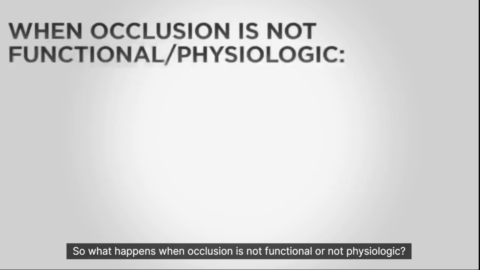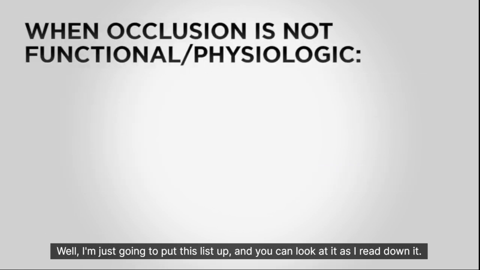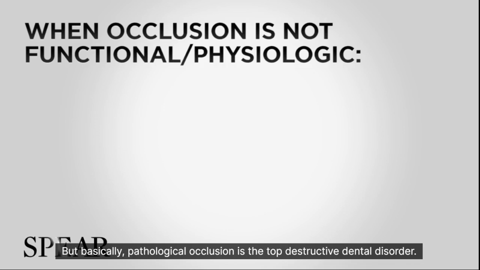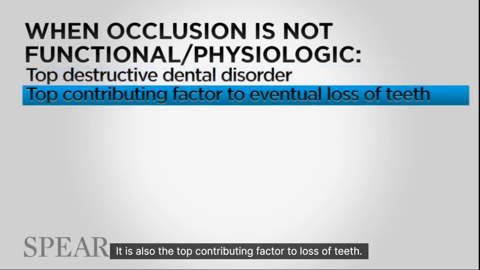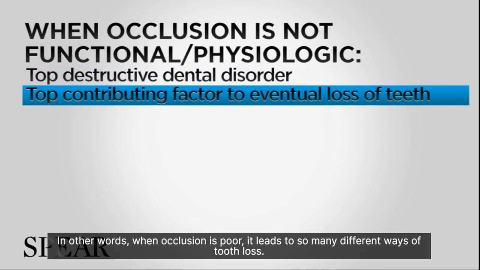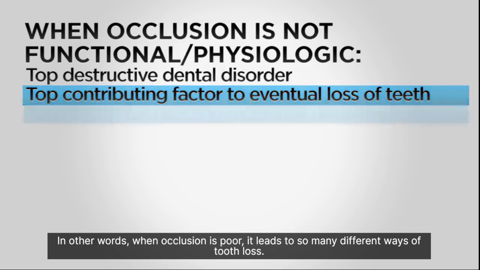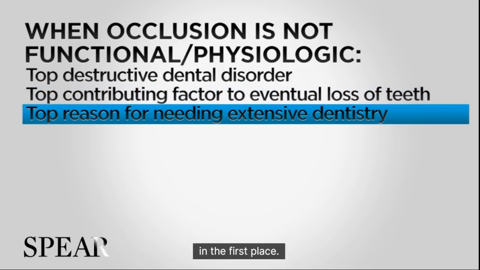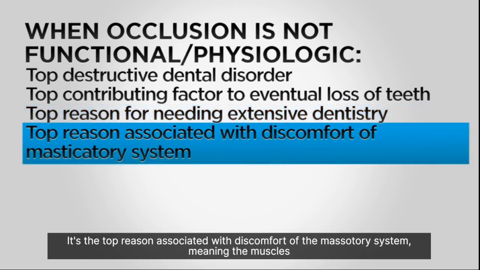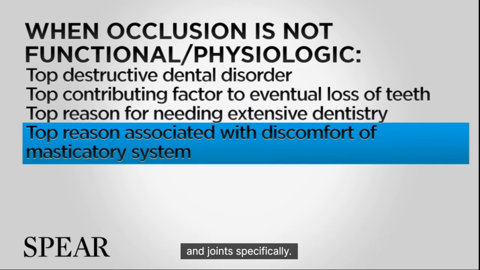So what happens when occlusion is not functional or not physiologic? Well, I'm just going to put this list up and you can look at it as I read down it. But basically, pathologic occlusion is the top destructive dental disorder. It is also the top contributing factor to loss of teeth. In other words, when occlusion is poor, it leads to so many different ways of tooth loss. It's the top reason for needing, then, extensive dentistry because it caused the breakdown in the first place. It's the top reason associated with discomfort of the masticatory system, meaning the muscles and joints specifically.